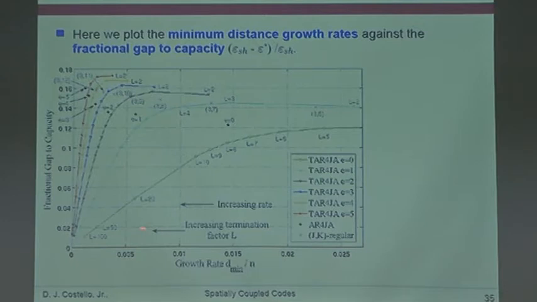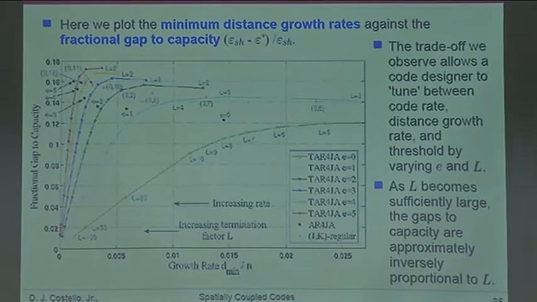We say that this allows a code designer to tune between code rate, distance growth rate, and threshold by varying the termination length and the number of these enhanced variable nodes that you add to the ARJA design. And as you make L sufficiently large, it's an interesting observation that the fractional gap to capacity seems to go inversely to L. So for L equal 20, we're within 5% of capacity. For L equal 50, we're within 2%. And L equal 100 within 1%.